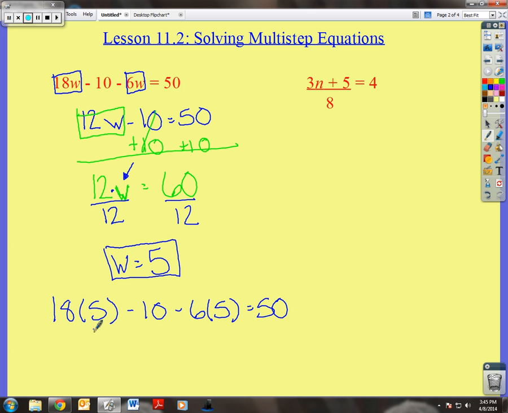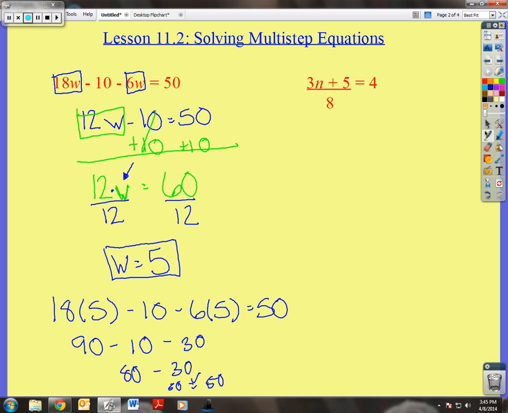Let's take a look. 18 times 5, Kylie tells me that is 90. 90 minus 10 minus 30. Okay, 90 minus 10, that is 80. 80 minus 30, look at that, 50 checks 50. All right, that's how to do that one.